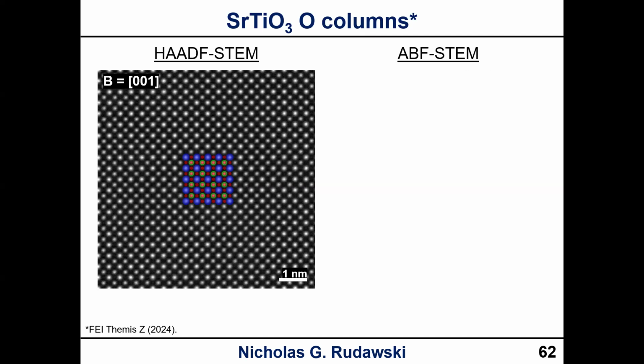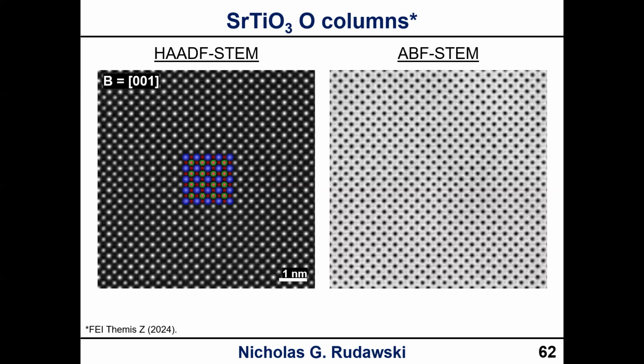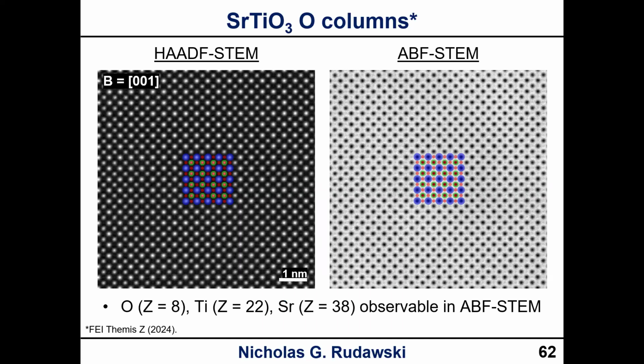But if we look at ABF instead, now we have negative contrast, meaning the atoms look dark against a bright background. We can see two sets of very dark spots, but in between those we now see a slightly less dark set of spots, and those would be the oxygen columns. So we can actually visualize the oxygen columns by using ABF-STEM. So again, we can get all three of these elements, which have very different Z's, directly observable at the same time using ABF-STEM.